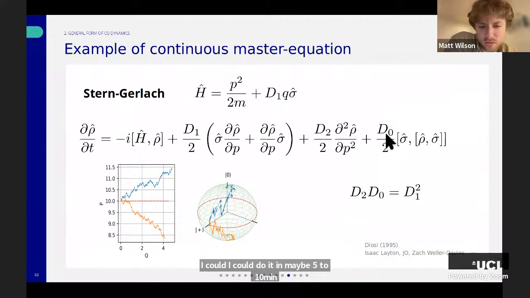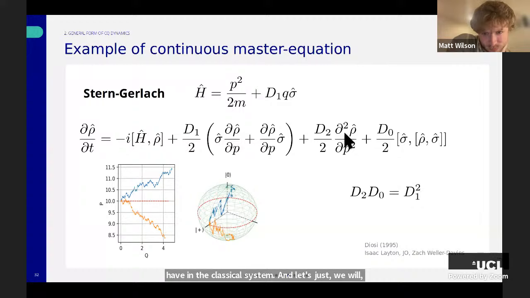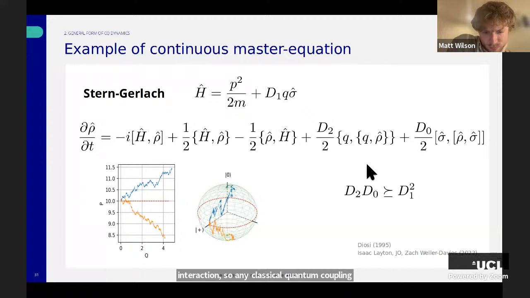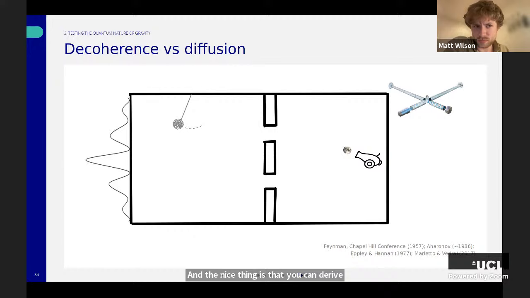Okay. So as we were just discussing, there's this D0 parameter which governs how much decoherence you have. There's this D2 which governs how much diffusion you have in the classical system. And D1 in this case is going to be gravity, so we don't have any choice about D1. And now we find that the dynamics of any classical quantum coupling has to satisfy this trade-off. I'm now going to discuss that from a physical point of view, and then we're going to propose an experiment based on that. And the nice thing is that you can derive this trade-off for any theory where you have a fundamental classical degree of freedom.